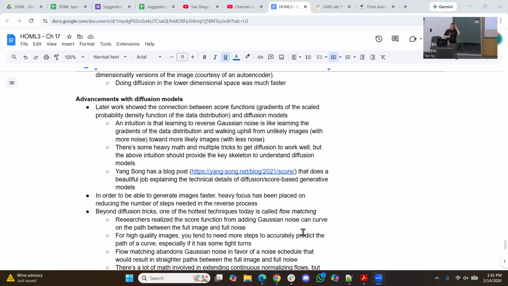Okay, so one thing that I want to add, and I apologize, I know we're over time here, in terms of intuition around diffusion models. There's later work that showed the connection between the score function and this diffusion process. What the score function is related to is the gradient of the data distribution. Technically there's a log in there, but that's just a scaling factor.